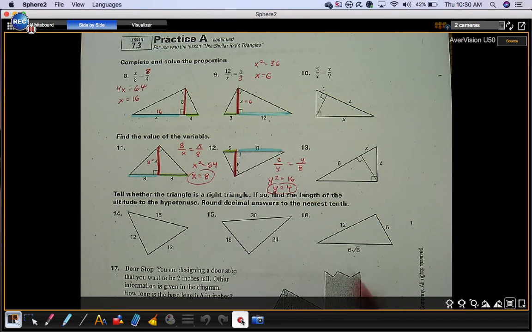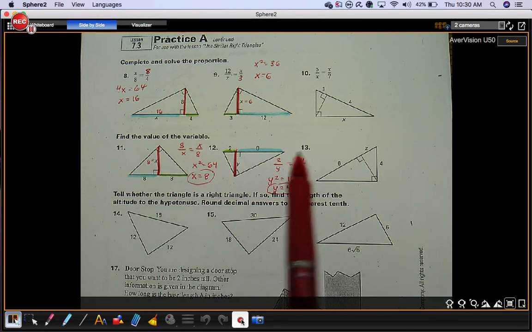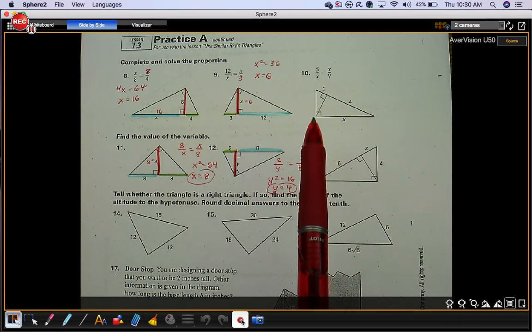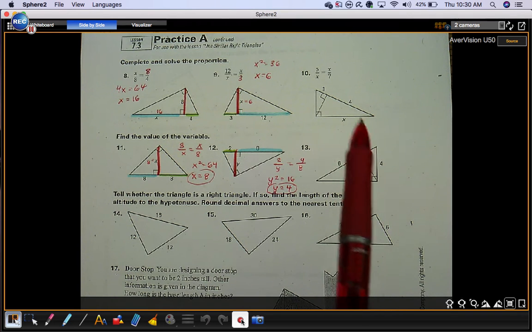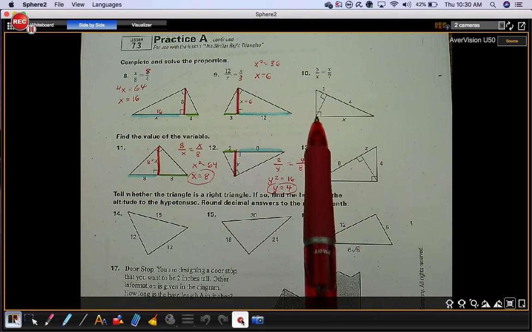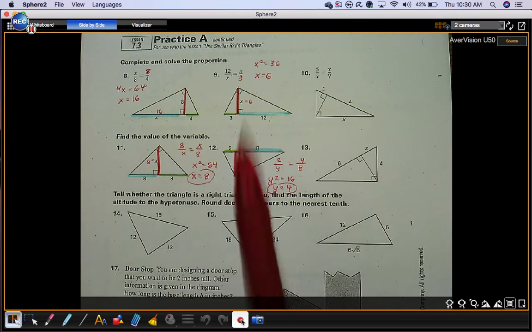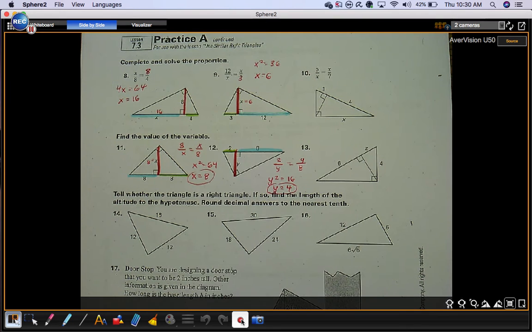So notice how in all of these, the red segments were the altitude to the hypotenuse. Notice how the altitude to the hypotenuse in both of these examples doesn't have a number given, and they don't want you to find it either. That's a dead giveaway that you're not going to use that theorem. You're going to use a different one. And the other one works like this.